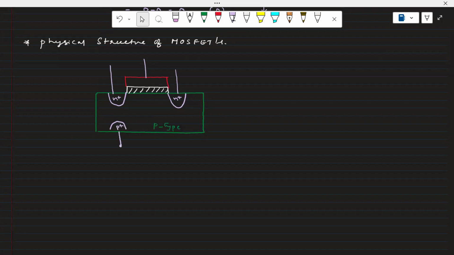Okay. Of course, keeping the terminal at the ground is not the suitable way. We just have to keep it adjacent to the N plus material only. But for the sake of explanation, I have given it in that position. Right. Okay. So the MOSFET is actually a 4-terminal device. Okay. And let us see what is the purpose of using the body.